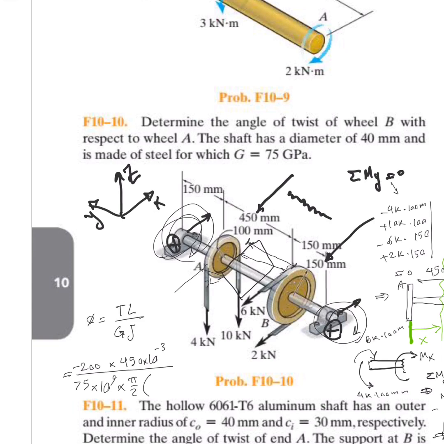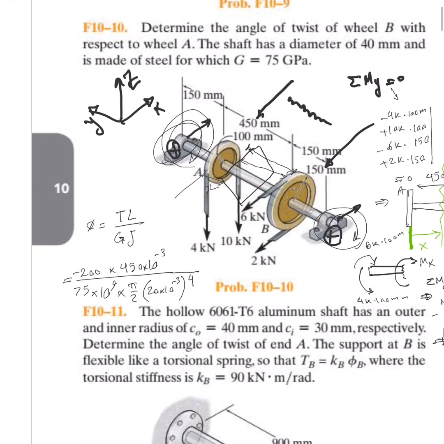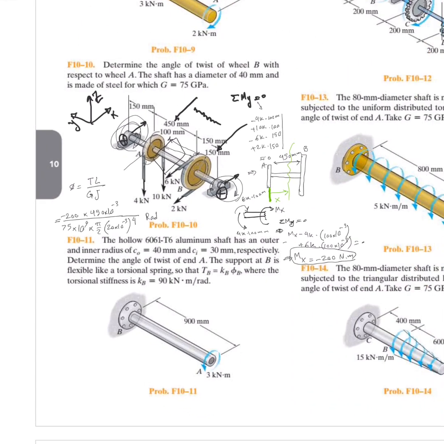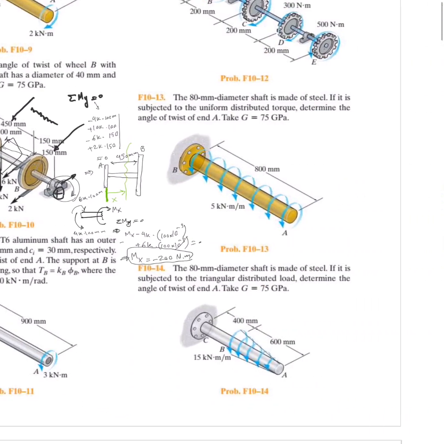whatever radius is. Let's see what the radius is. Radius of the shaft. It says shaft has a diameter of 40, so the radius is 20 millimeter, 10 to negative 3. Don't forget the 4, and that's it. So you put it in a calculator and you obtain the final value. Don't forget that this is going to be in radian. Then if you want, you can convert it to degree to get some feeling about it.